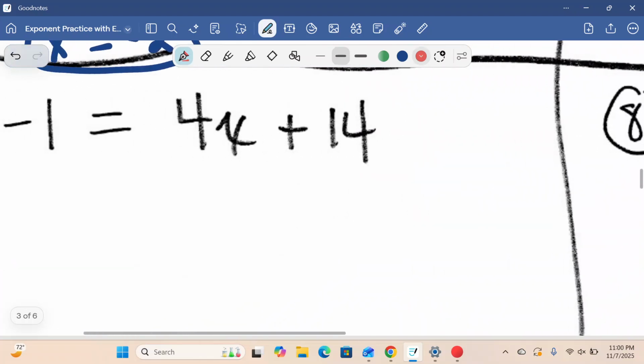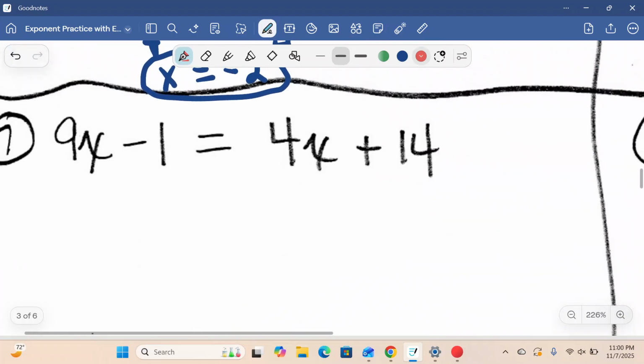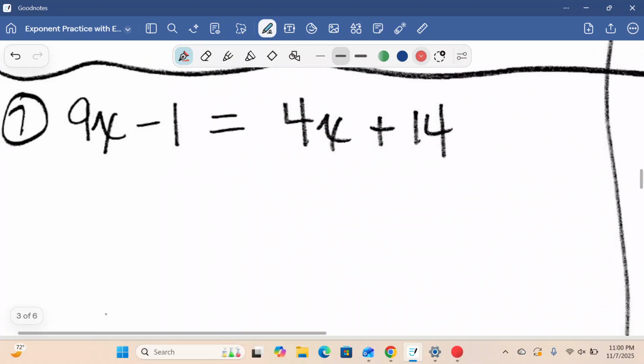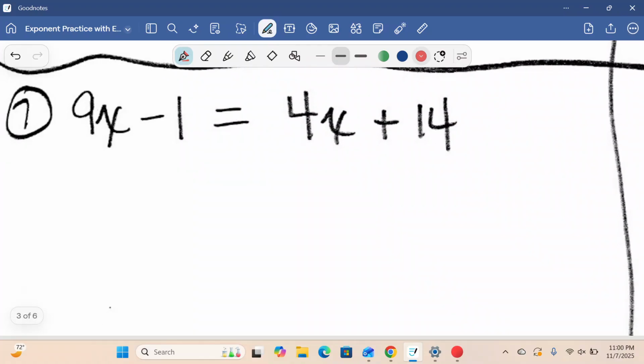If you look at problem number 7 in the equations, I'm going to go ahead and delete the work above. We have another equation with variables on both sides. So I'm going to take you through the steps one more time, and we're going to draw our railroad track.